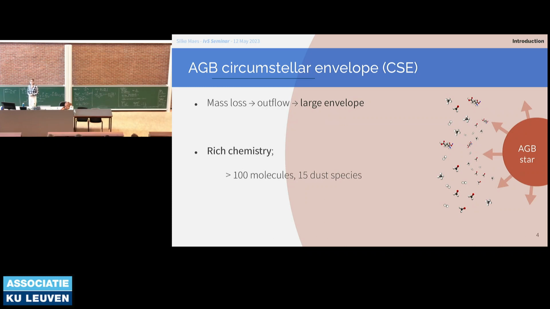What's very interesting about these outflows is that their density is high, relatively speaking, but the temperatures are low, and this is ideal for a lot of molecules to grow and for rich chemistry to occur. Observers have already observed over 100 molecules in these CSEs of AGB stars, and also a lot of dust species. This dust is of course important, as I was mentioning, for launching the wind itself.